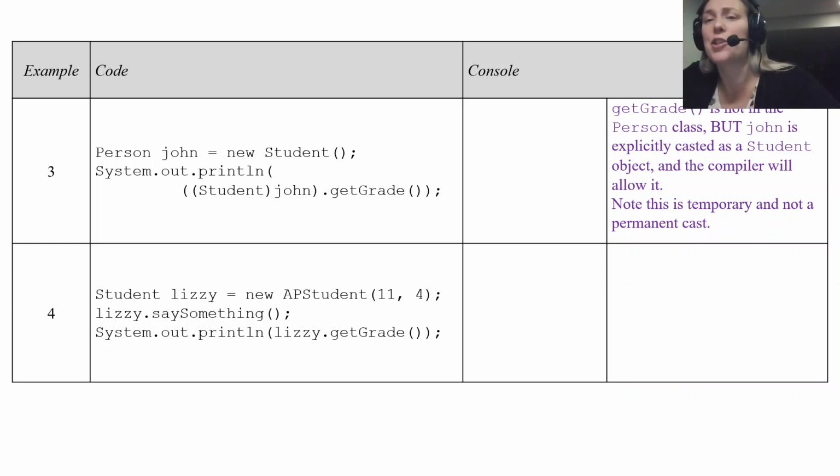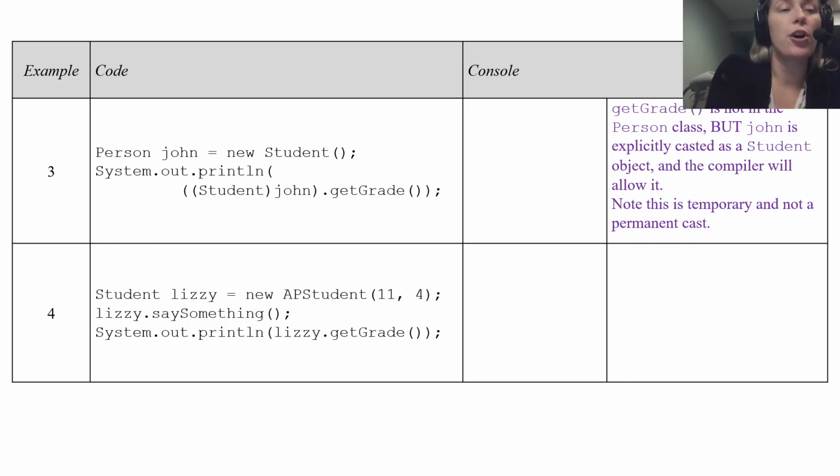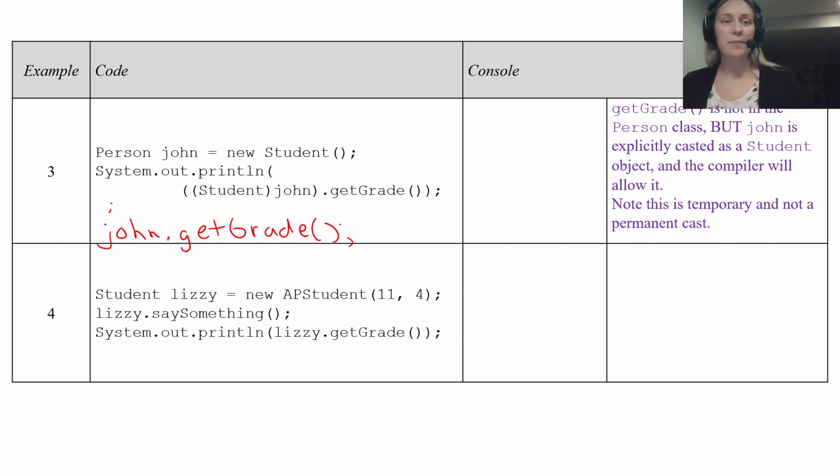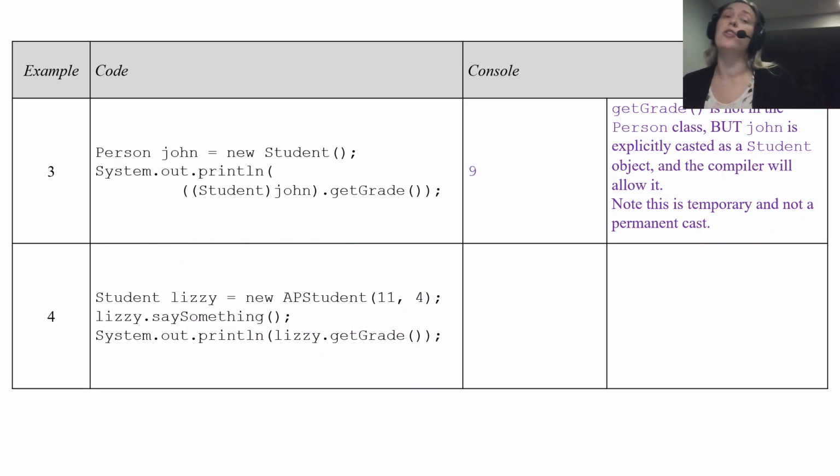And that's basically what that says here. Explicitly cast as a student object, the compiler will allow it. And again, this is temporary. So if later in your code you did John.getGrade and tried running it, you would get a compiler error, because getGrade is not in person, so you just can't run that line of code. That explicit cast allows you to do that. And when John's created as a new student, he starts in grade 9. So for getGrade, the console will print off a 9.